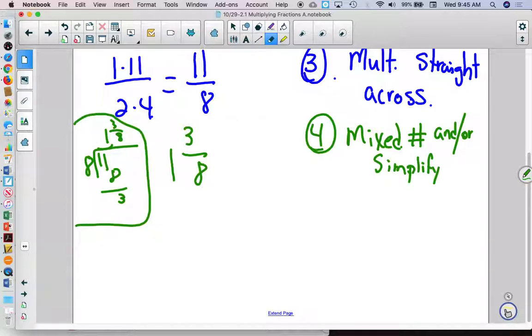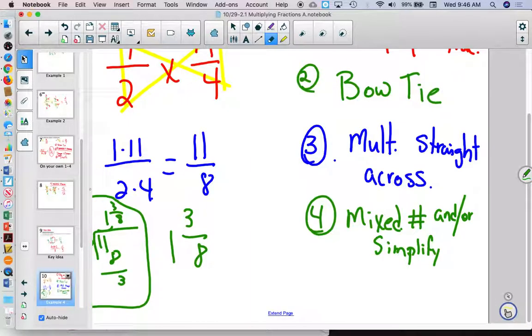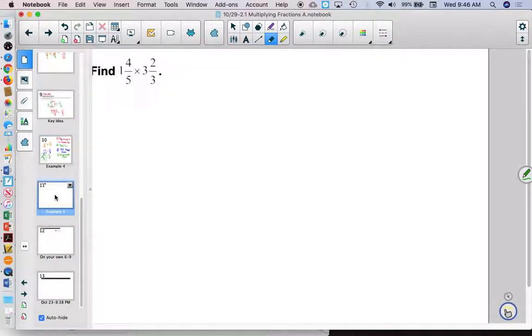So step 1, what are you going to do? Step 2. Step 3. Step 4. If you go 1, 2, 3, 4, booyah, I get an A. As long as you're multiplying. You got it. Okay, so let's go. Let's do some more with it. You do this one.